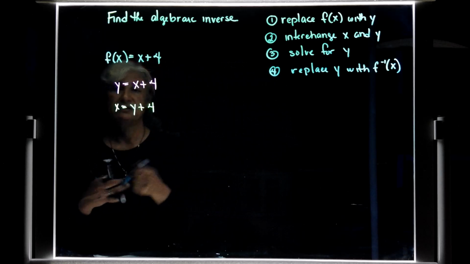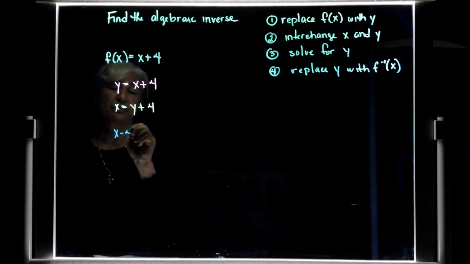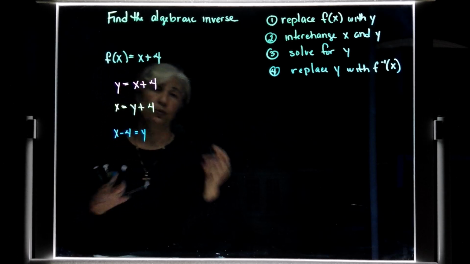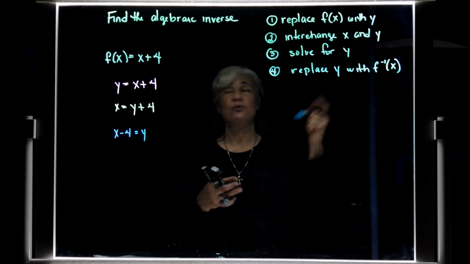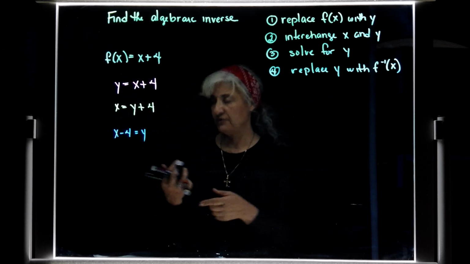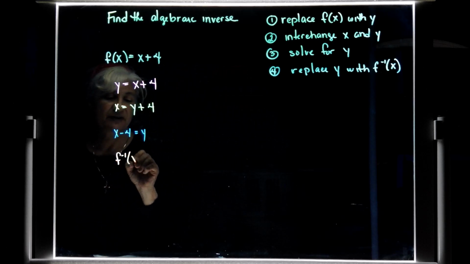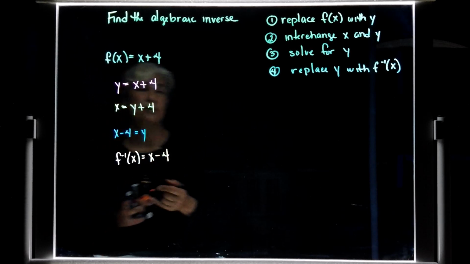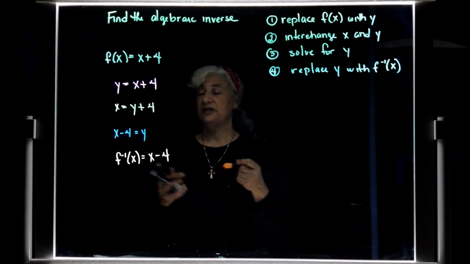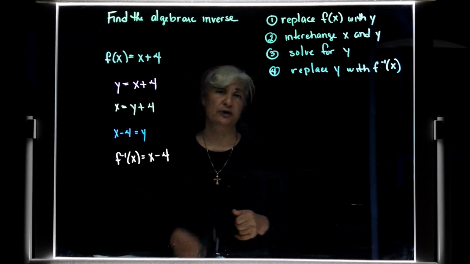To get y by itself in this case, I just have to subtract 4 on both sides, don't I? Wonderful. And then last but not least, it says replace the y with the inverse notation. So the inverse notation is f inverse of x, and that's going to equal, in this case, x minus 4. So in this case, x minus 4 is the inverse function to x plus 4.